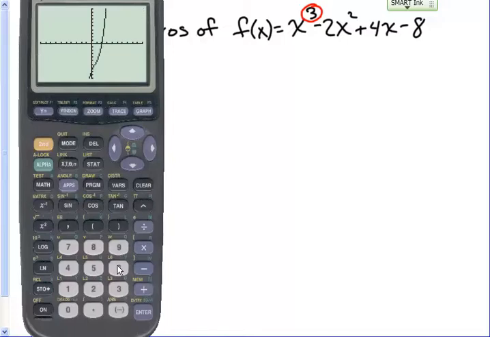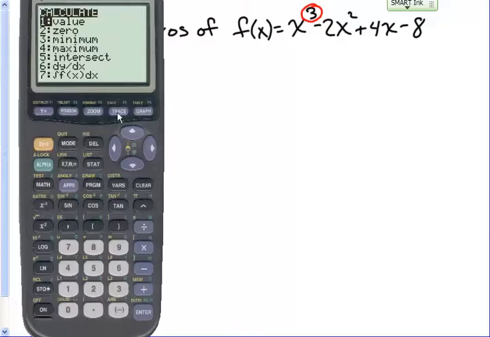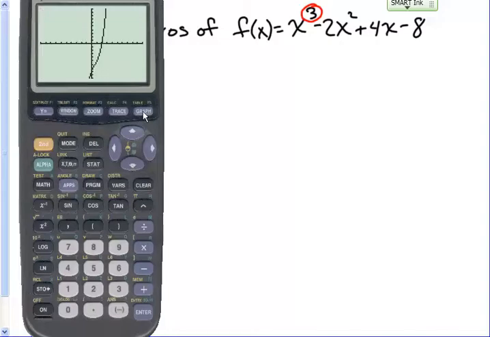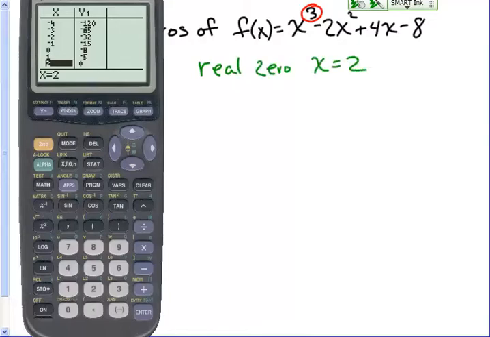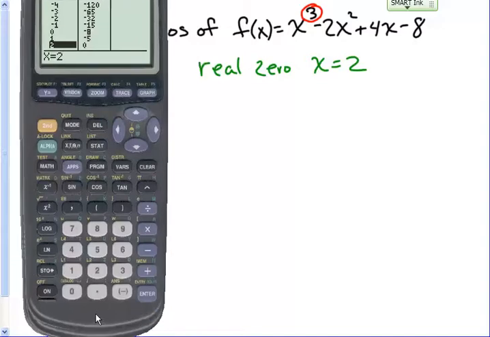Where it crosses the x-axis is a zero, so we can either use second calc and number 2, zero, and put in our left bound, right bound. But if we look at the graph, it looks like it's crossing at a whole number, x equals 2. So we can press second and the graph button, which gives us the table, and scroll down to see that, indeed, we have a y value of 0 at x equals 2. So we have a real zero of x equals 2. And we don't see any others on the graphing calculator, so we can put the graphing calculator away.